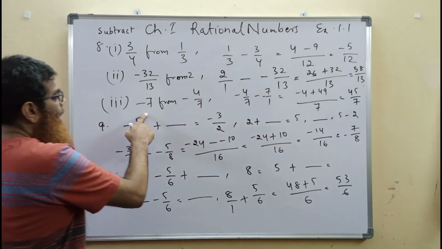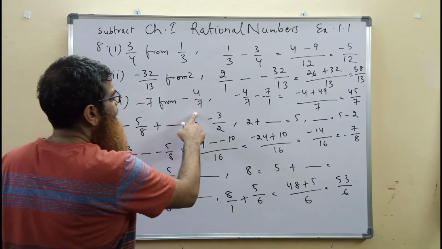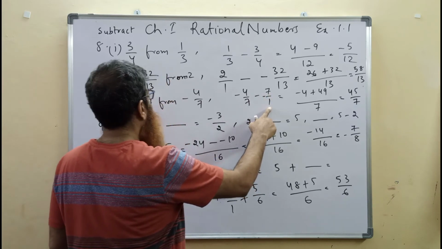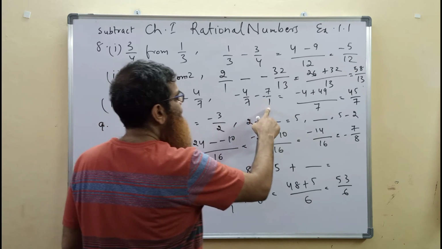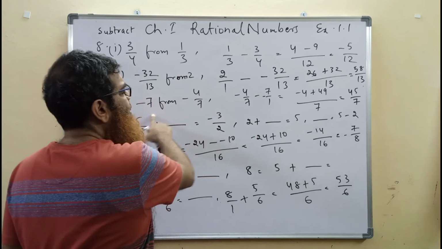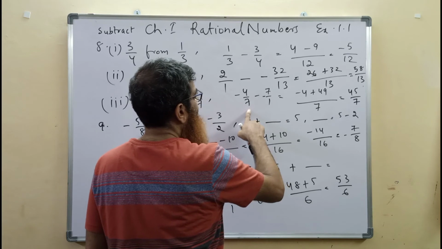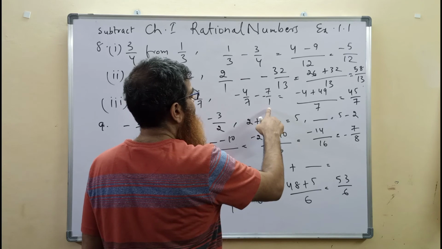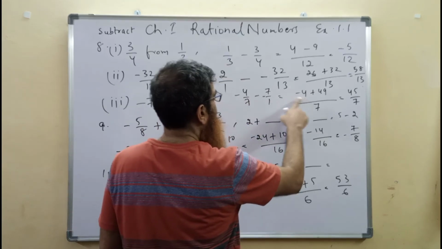Then the third bit, we need to subtract minus 7 from minus 4 by 7. So minus 4 by 7 minus 7 by 1. The number which needs to be subtracted from minus 4 by 7 is minus 7 by 1, because we are writing minus 7, the whole number, as a fraction. Because we are subtracting a fraction from it, we make it a fraction by putting a denominator underneath it as 1. So 1 4s are 4, that is minus 4.